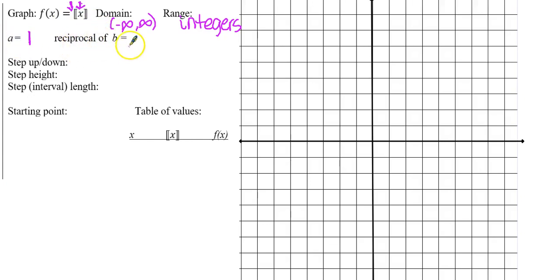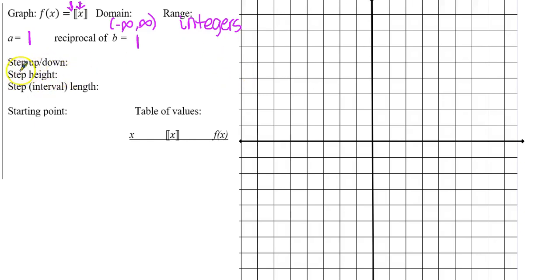And then a reciprocal of b. The b is the coefficient of 1, the number here. 1 over 1, which is just 1. And that's really great information. It gives us a lot to work with.